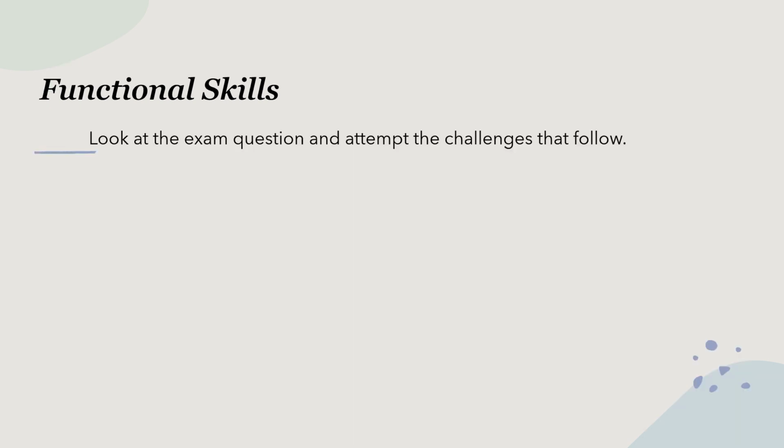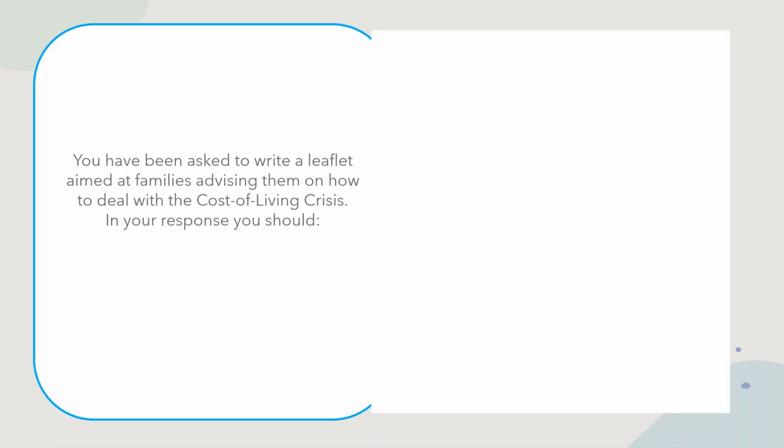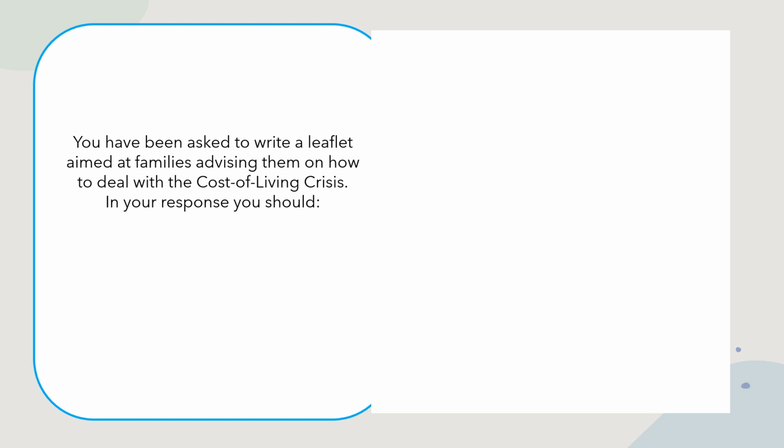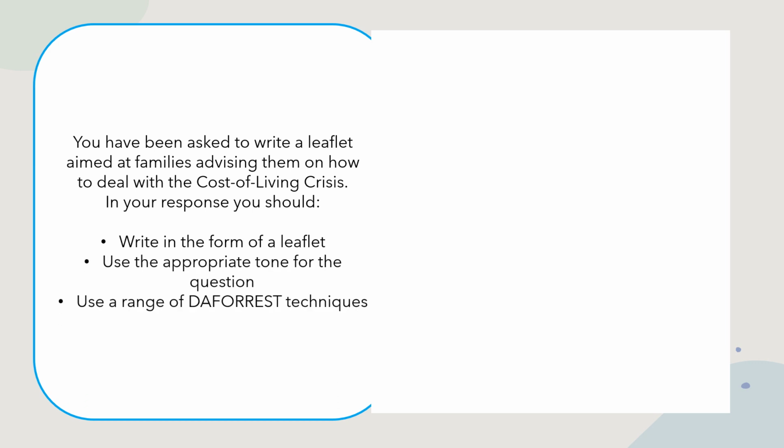Look at the exam question and attempt the challenges that follow. So here we have a typical kind of question that you'd get for the writing exam. Again, this is going to be designed for practicing the skills both for level 1 and for level 2. So the question says, you've been asked to write a leaflet aimed at families advising them on how to deal with the cost of living crisis. In your response, you should write in the form of a leaflet, use the appropriate tone for the question, and use a range of DAFOREST techniques.